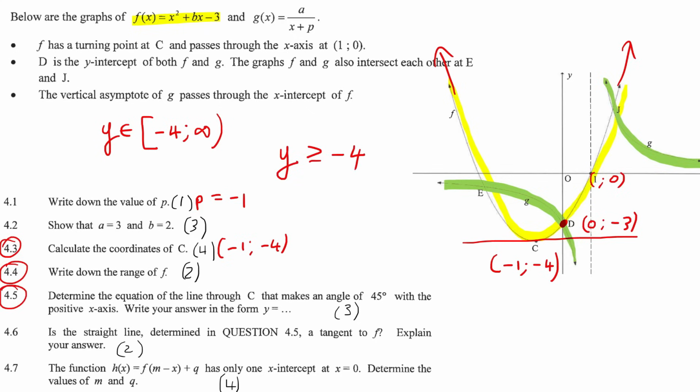Okay, now determine the equation of the line through C that makes an angle of 45 degrees with the positive x-axis. Write down your answer in the form given. Okay, that just sounds super fancy, but it's super easy. We know that it goes through C, and we know that it makes a 45 degree angle. Now you need to have a decent idea of what 45 degrees looks like with the positive x-axis. So here's your positive x-axis. So we know that the line's going to go through there. Now they said that the angle that it makes is 45 degrees. Now, what I've always told you: tan, gradient, angle of inclination.